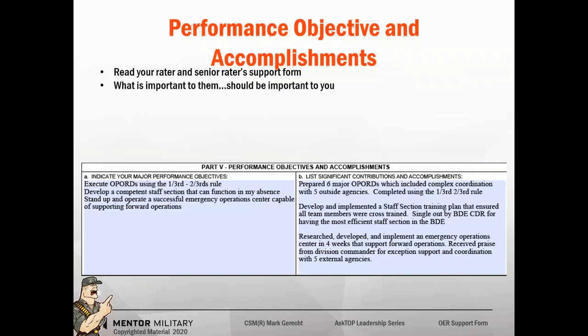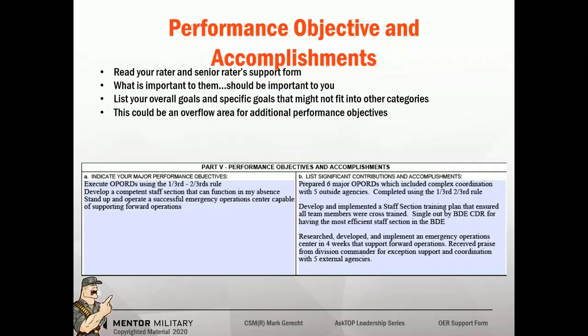What's important to your rater and senior rater better be important to you. You should not be writing stuff on your support form that doesn't correspond with what your rater and senior rater have put down. Otherwise, it looks like you don't understand what's going on. List your overall goals and specific goals that might not fit into other categories. Basically, what I'm saying here is use it as an overflow area. If you can't put it on the back of the support form and it's important, list it here.